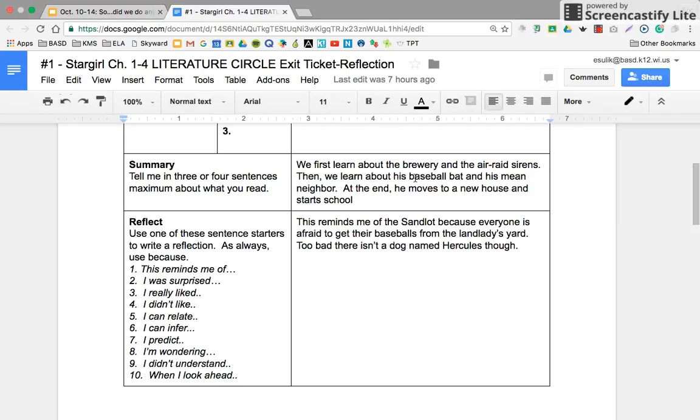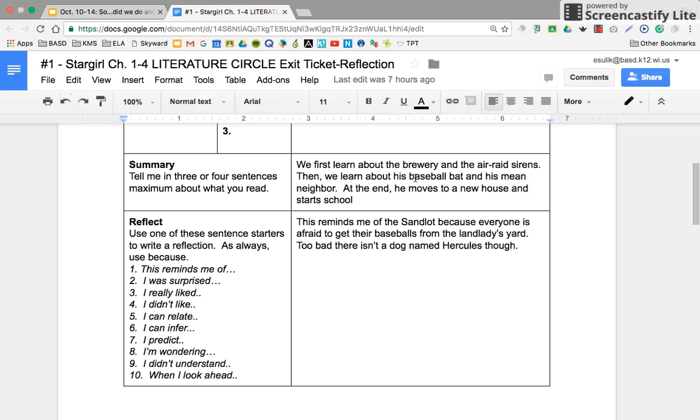The next section is a summary. I'd like you to compose a 3 to 4 sentence summary of what you read in chapters 1 through 4. It doesn't need to be very detailed. It should be brief, but at the same time, make it meaningful, looking for about 3 or 4 sentences.